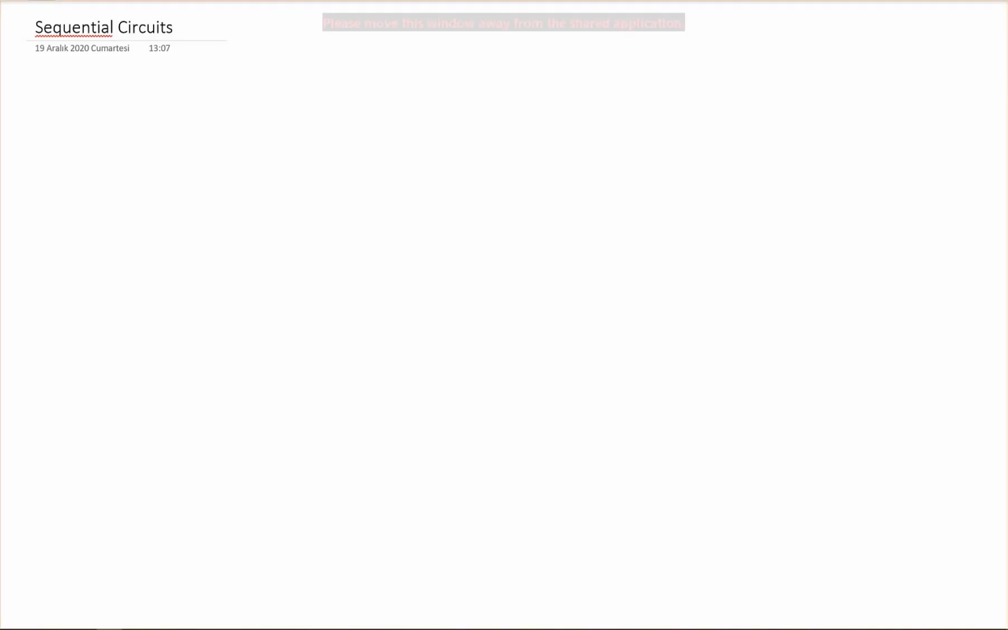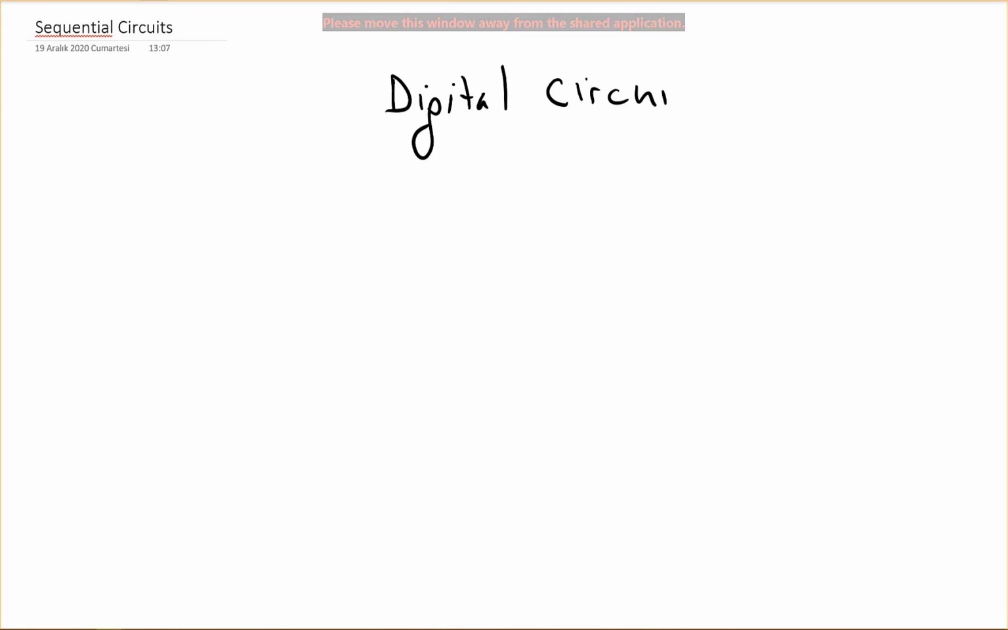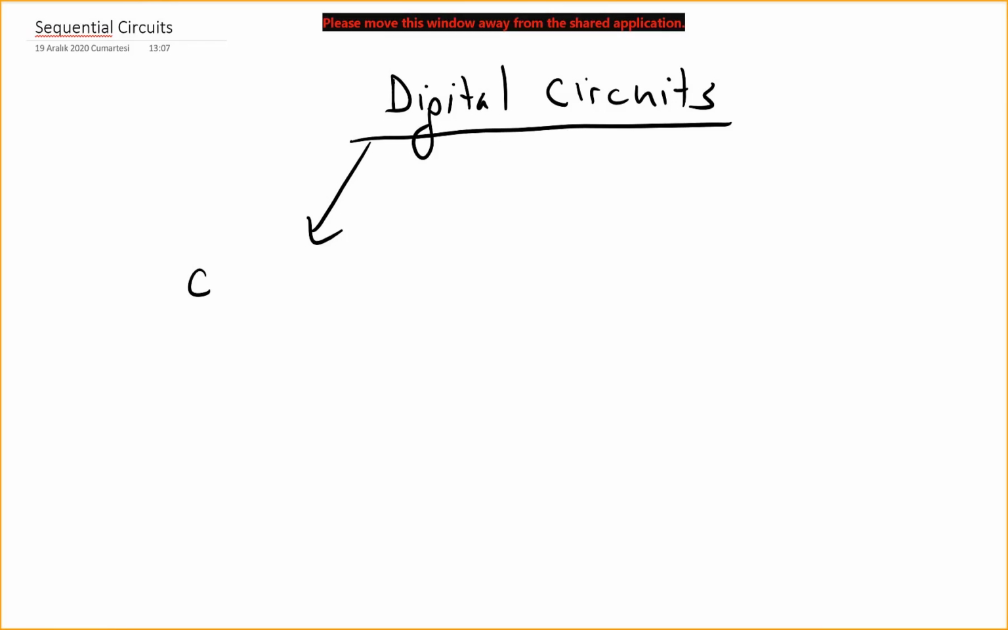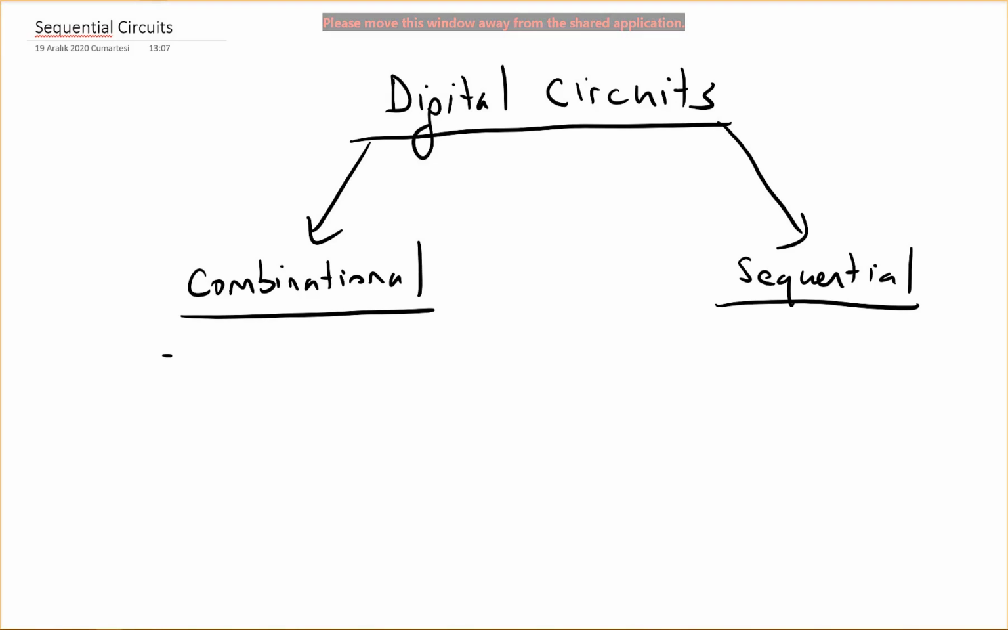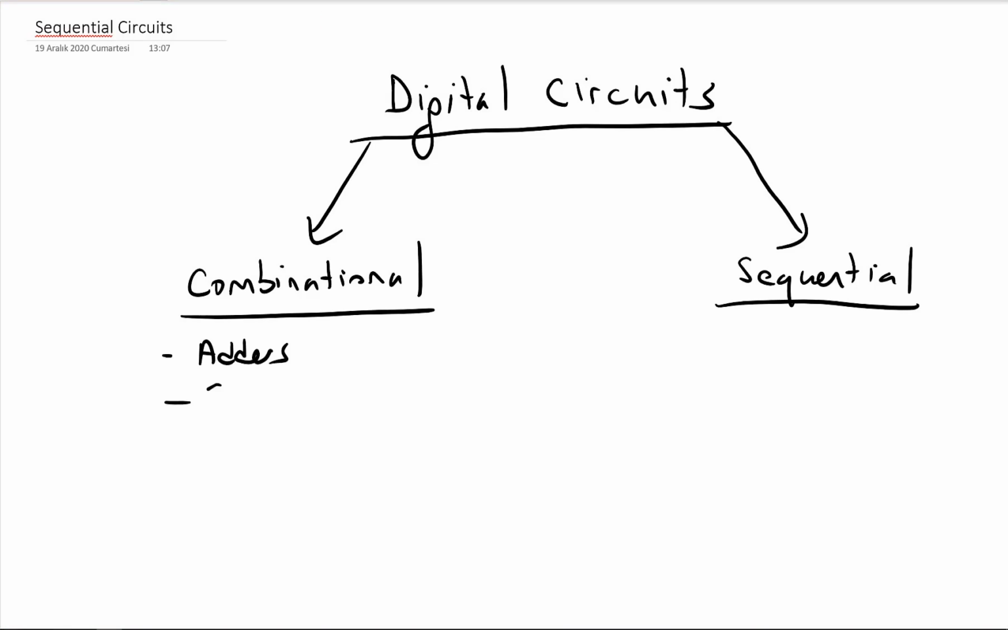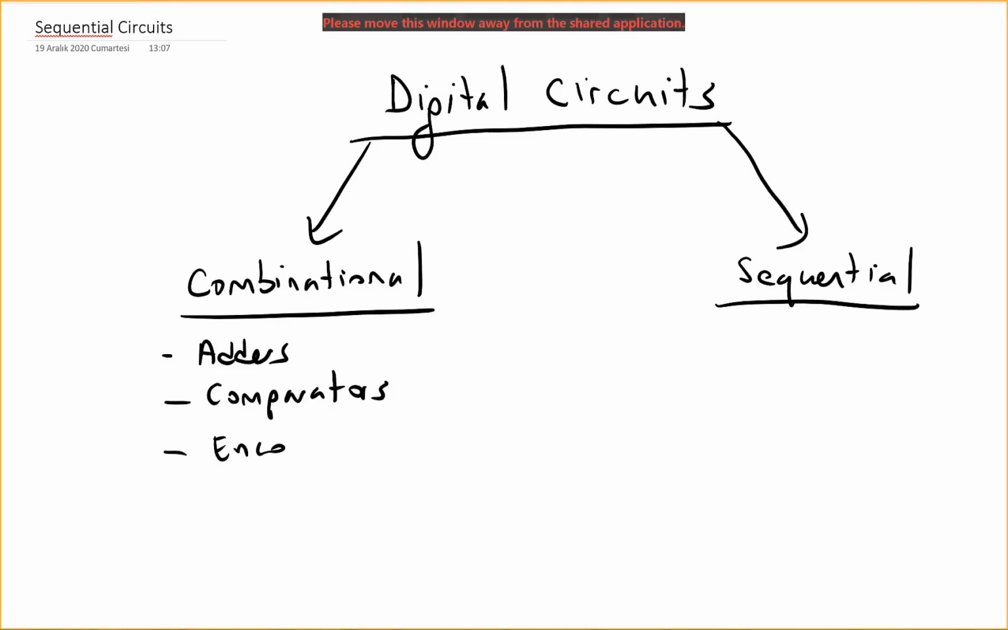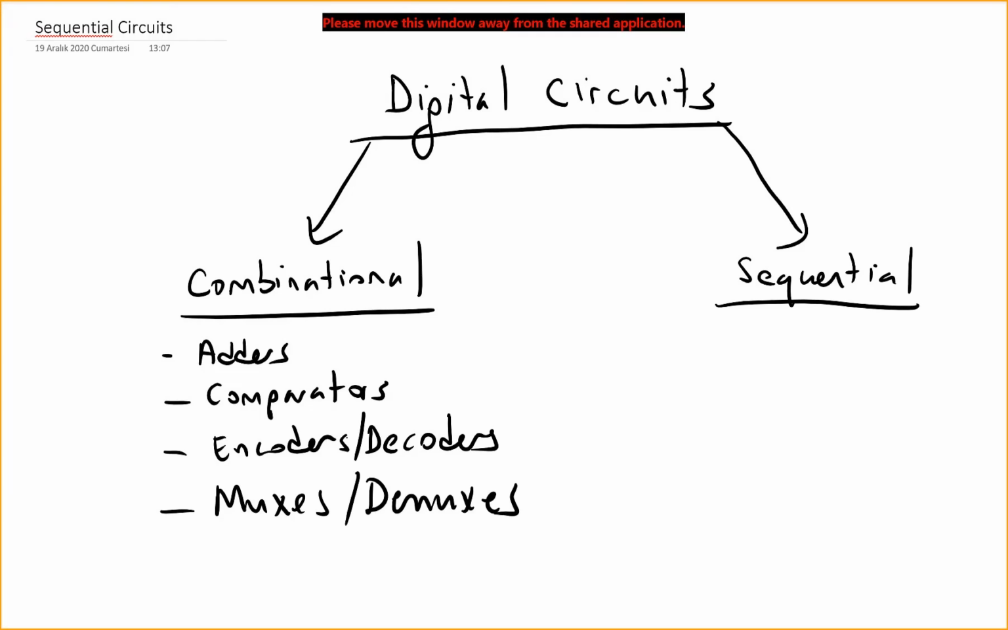So we will be starting sequential circuits, so I will be making an introduction. Our class is related to digital circuits, right? We are learning about digital circuits, and at the beginning of the course we said we have two different digital circuits. One is combinational circuits and another one is called sequential. In the combinational type we have seen adders, comparators, encoders, decoders, muxes, demuxes, etc.